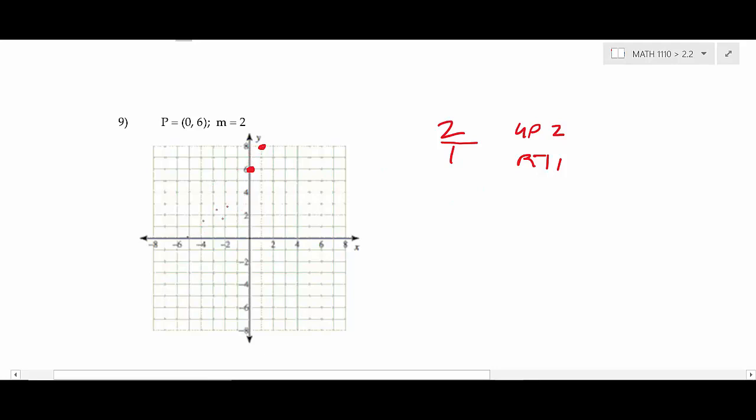Okay, what if you wanted to get a point over here? What would you do? You do the opposite. You can do totally the opposite and go down 2, left 1, and then you would get a point like that. I mean, be consistent. If you can count one way, you can count the other way, okay?